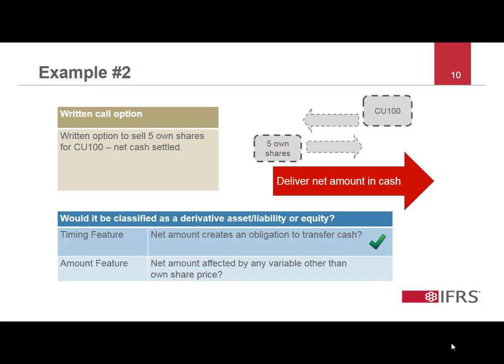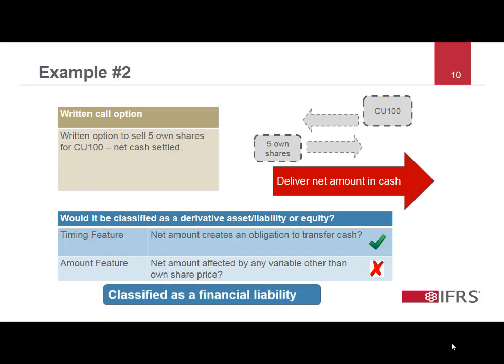By writing such an option, the entity has assumed an unavoidable obligation to transfer cash, which would crystallize if the holder exercises the option. Question number 2, whether the net amount is affected by any independent variable. The answer is no, for the same reason as example number 1. Because of the timing feature, the derivative would be classified as a derivative financial liability. This classification outcome is also consistent with IAS 32.